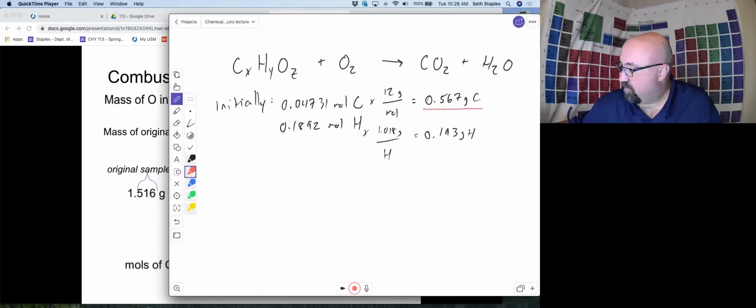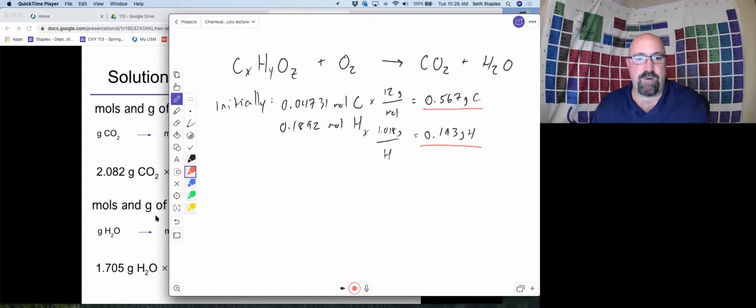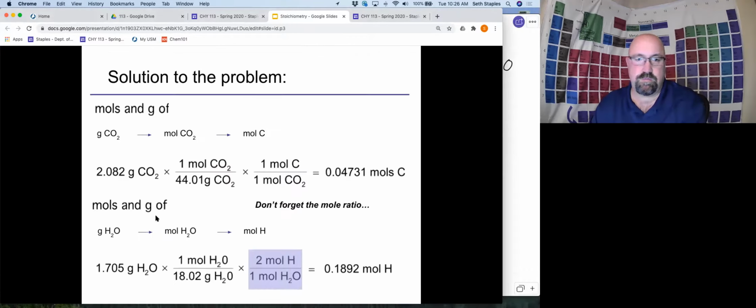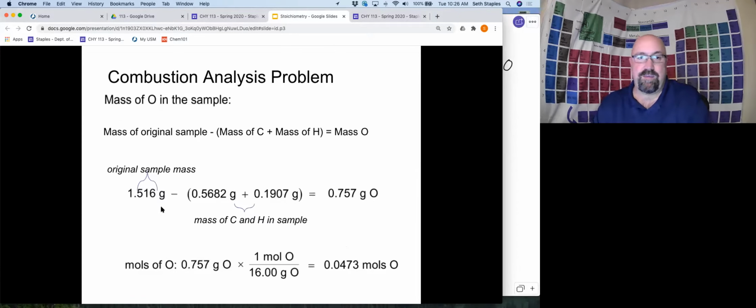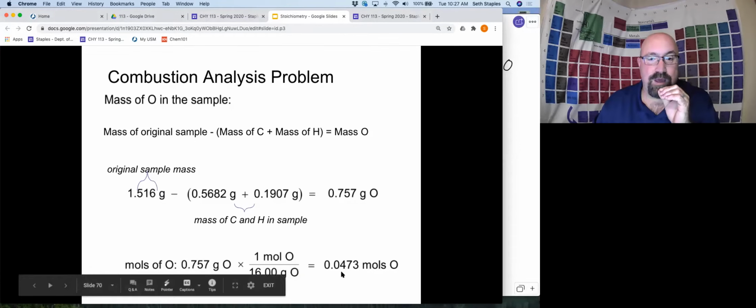We know that we had to start with this much carbon and this much hydrogen. We're going to just take those amounts, and here they're just taken out to more significant figures with a little bit of difference in rounding, but we're not going to worry too much about that. So our initial amount of sample, minus how much carbon and how much hydrogen we started with, subtract those, and what's left had to have been the oxygen that we started with. Then we can convert that to moles as well, and we get 0.0473 moles of oxygen.